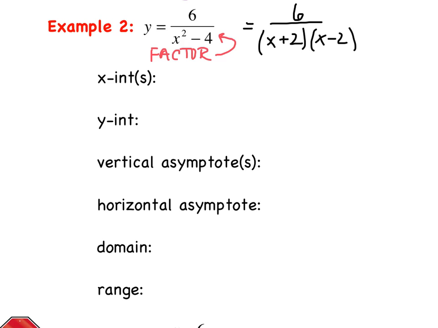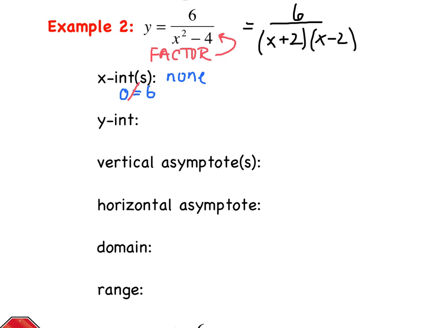So what we notice this time is we've got 2 factors in our denominator. Okay, so let's see how this looks. All right, first thing we're going to do is we are going to find the x-intercept. So remember, we set our numerator equal to 0 because this is when y equals 0. So 0 equals our numerator of 6. Is that a true statement? Hopefully you recognize it's not. So since that's not a true statement, we don't have an x-intercept. This time there is none.